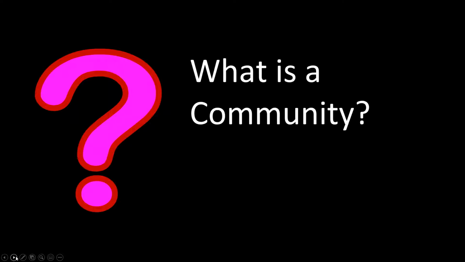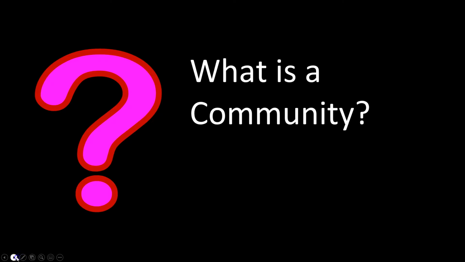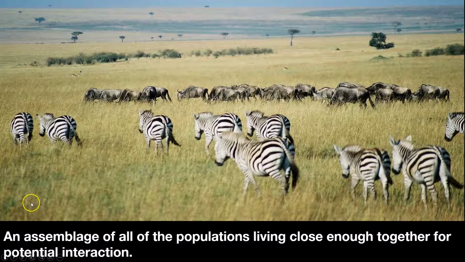So what is a community? We talked about the different levels of organization. A community is an assemblage of all the populations living close enough together for potential interactions. So in here we see zebras, we see the grasses, we see the acacia trees, we see an antelope, a gazelle out there. And then there's lots of things that we don't see. The insects in the grass, there's bacteria, fungi, all those things are living in the same area and interacting with one another.